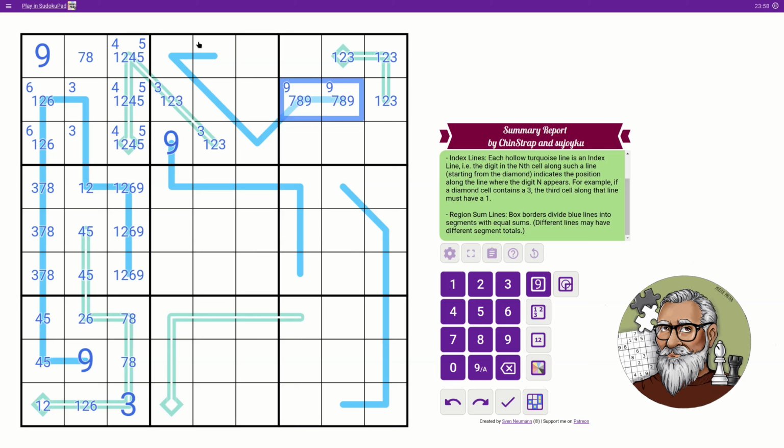Right. Because 1, 4, 5, 7 is already 17, right? So if this is 9 and 8, this would have to be an 8. But if this is 9 and 7, this would have to be a 7. So that's 7, 8. That's interesting. Am I thinking correctly about that?